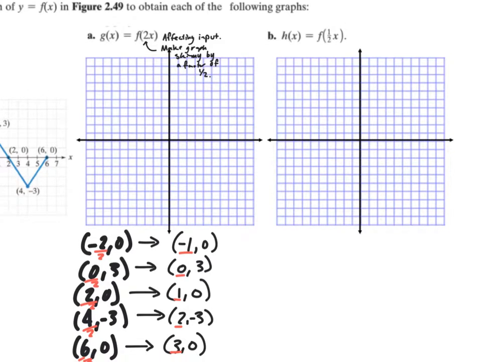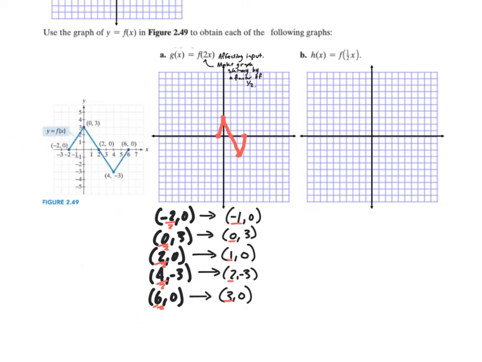So I've got the point -1, 0, 0, 3, 1, 0, 2, -3, and then 3, 0. And what I have is a very skinny version of the graph that we just had. That's what that did. It just shrinks it in. If we've got this number in front of the x inside the function, then we want to do the opposite. So we're multiplying this by 2, but really we're going to divide by 2.